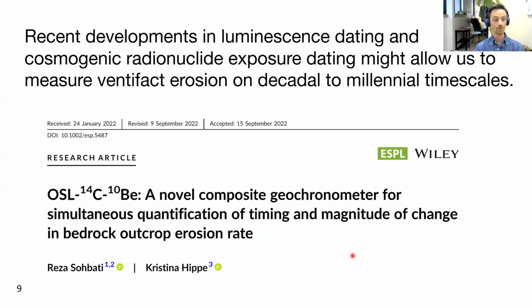And that's really the focus of this talk. So here I'm showing a recent paper from 2022 by Reza Sobadi and Christina Hippa, asking the question, can we use combined luminescence and cosmogenic radionuclide measurements to learn a detailed history of how erosion has evolved in hard rock surfaces? And so in this talk today, I'm going to investigate whether we can use those types of measurements to learn about ventifact formation.